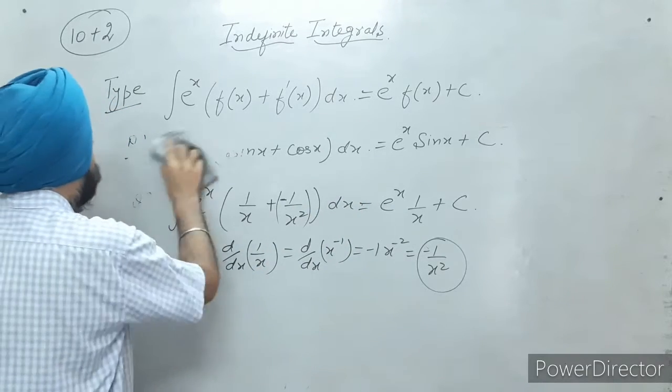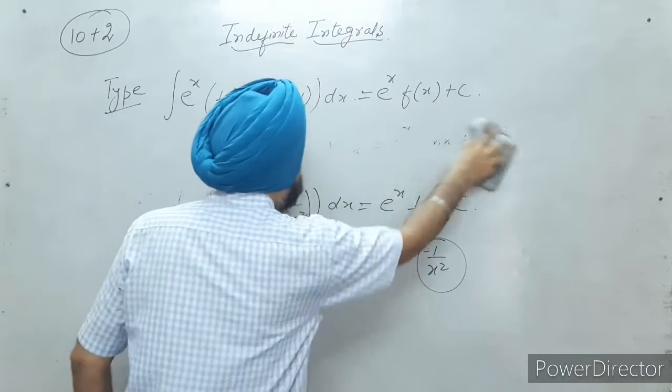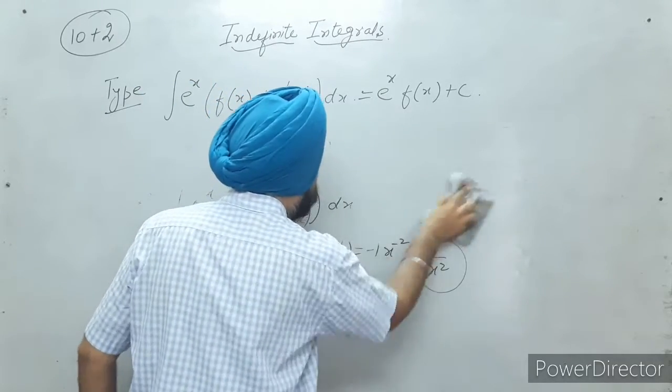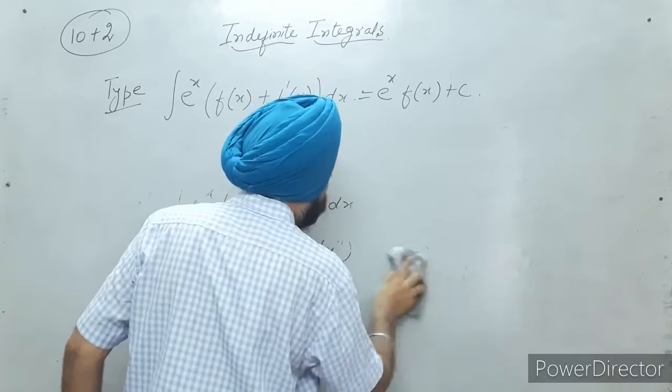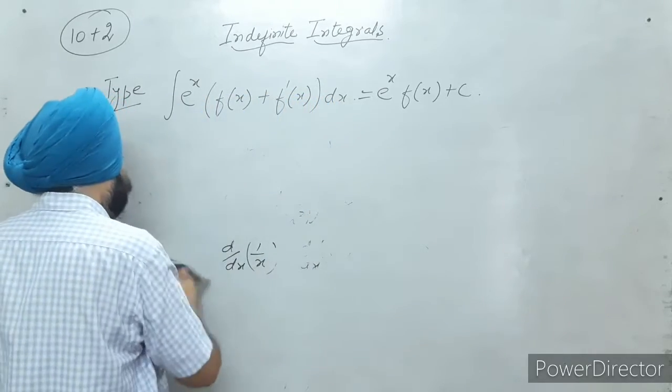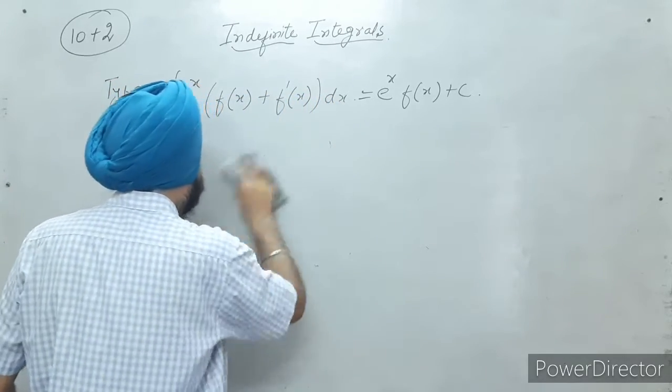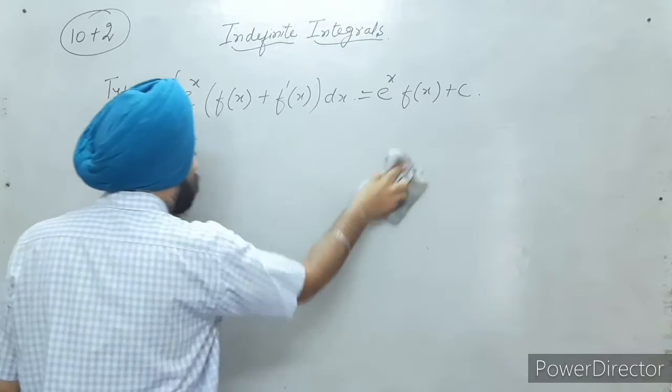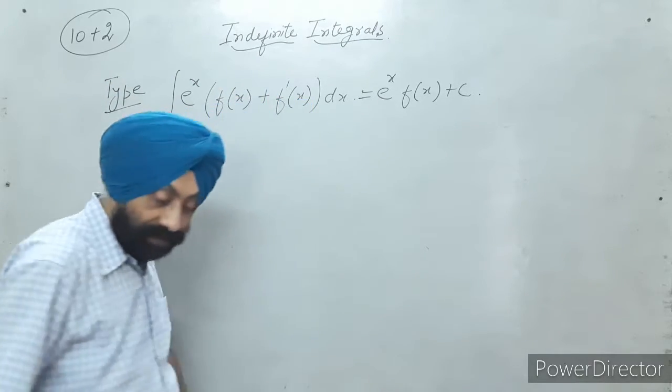Now the third question is, just remember the formula, just remember the type. If it comes out to be the integral of e^x [f(x) plus f'(x)] dx, then you can directly write the answer as e^x multiplied by f(x) plus c.